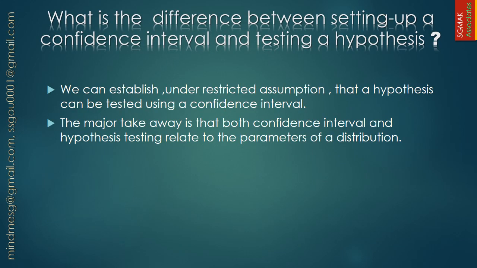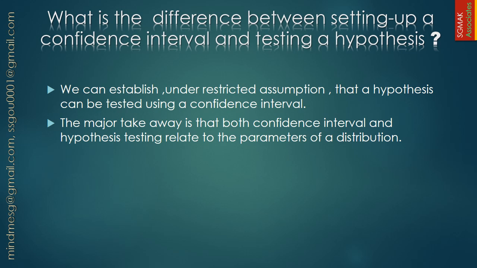Hypothesis. We can establish under restricted assumption. It can be shown that a hypothesis can be tested using a confidence interval. So there's a connection between the two. In a confidence interval, we are setting an interval about a parameter and attaching a level of confidence to that interval.